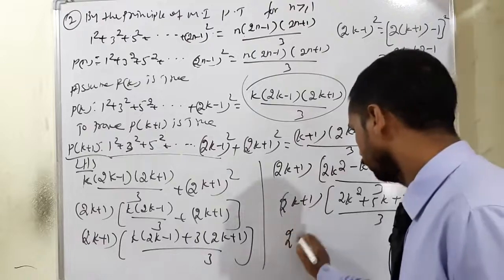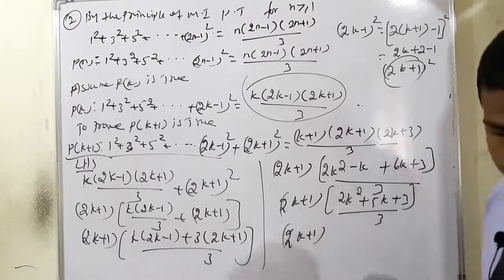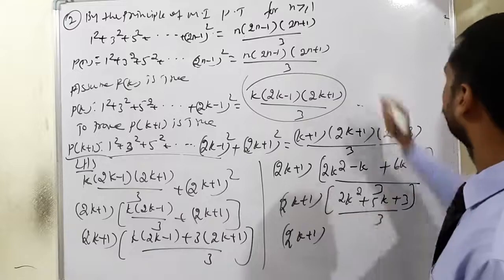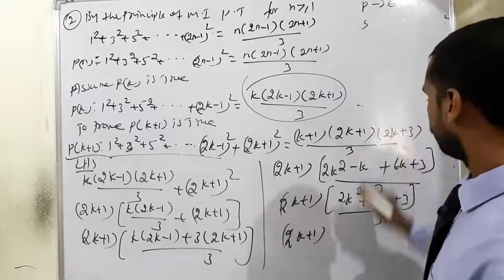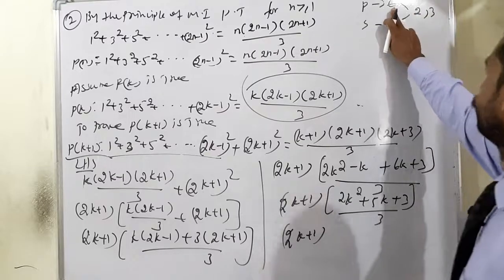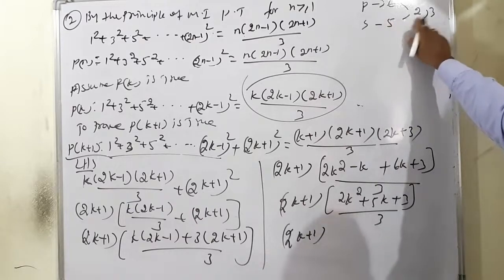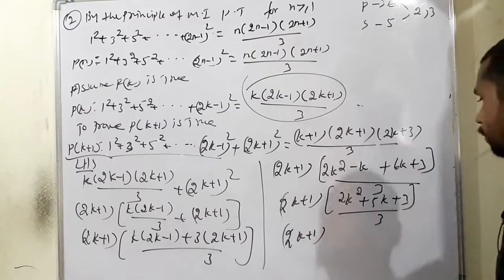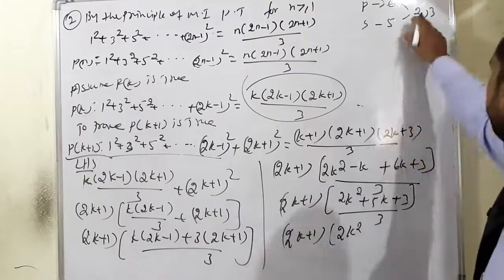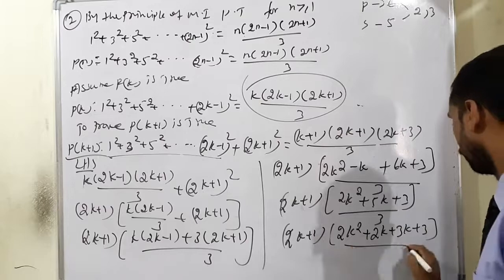Now 2k plus 1, then the sum-product rule. Product means 2 into 3, 6 will come. Sum means plus 5. Therefore, we can say 2, 3. Look there, I already told you, if the product is a positive sign, the numbers are of the same sign, whether positive or negative; here we have positive. Therefore, 2 plus 3 is the sum 5, and 2 into 3 is positive 6. Therefore, 2k square, instead of 5k we can take 2k plus 3k, plus 3, the whole term divided by 3.